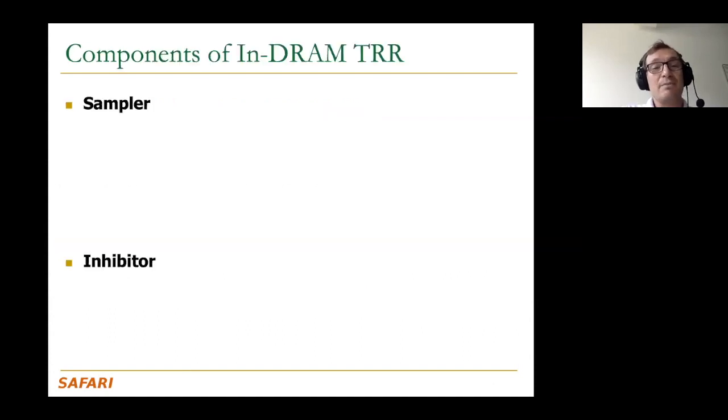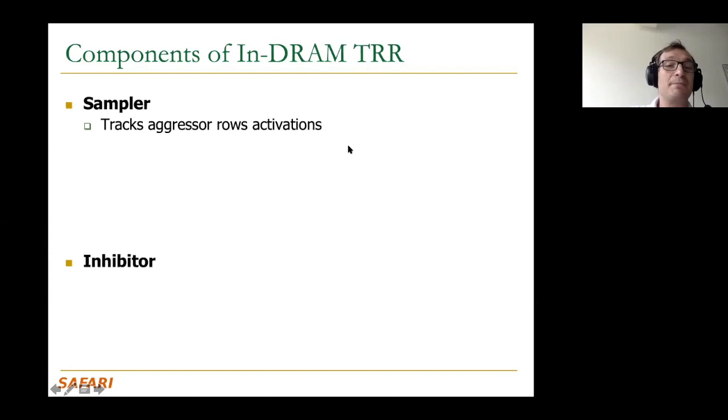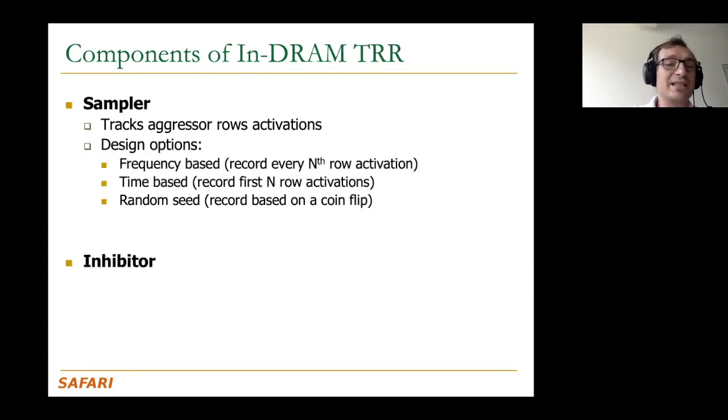So basically, intuitively, and also based on our reverse engineering experiments, there are two components of this in-DRAM target row refresh mechanism. As you can guess, there's a sampler which tracks aggressor row activations. There are multiple design options, and we discussed them in the paper. You don't need to worry about them that much here. But basically, you can do frequency-based sampling, you can do time-based sampling, and you can do some random sampling.